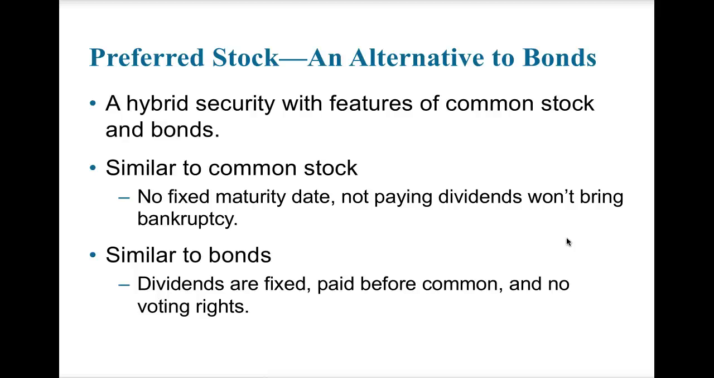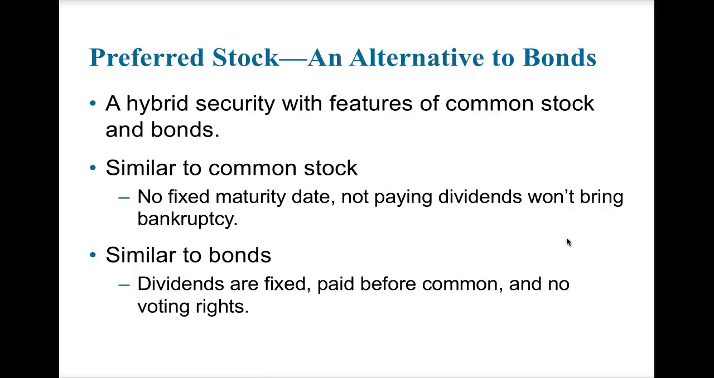These preferred stocks also have dividends that are stated and that the company is going to pay. So it has a stated continuous dividend. Now, similar to bonds, the dividends are fixed. Typically with preferred stock, the dividends are not variable, they're fixed, and they're paid before any common stock dividends are paid. So they have a priority.